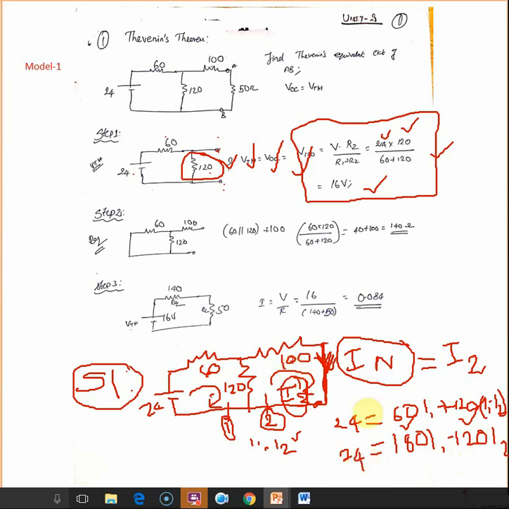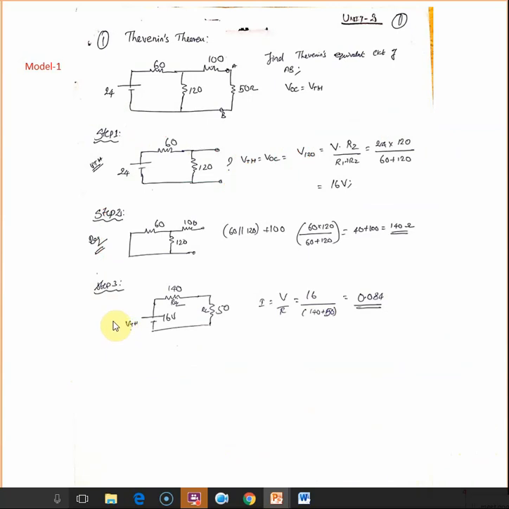Similarly, for loop number 2, write equation number 2. Then use the calculator directly to find I1 and I2. Take only I2. That's all. So step number one is this method, step number one of Thevenin's as well as Norton's. Let's move to step number two. What is step number two?